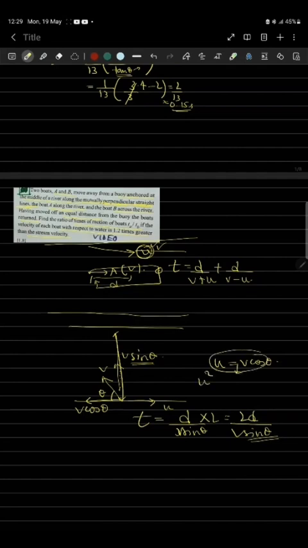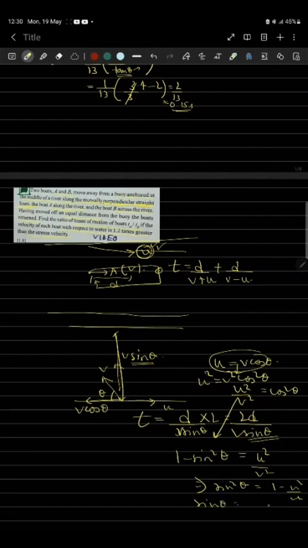Squaring this expression, u square is equal to v square cos square theta, then u square by v square is equal to cos square theta. We can write this as 1 minus sine square theta equal to u square by v square. Sine square theta is equal to 1 minus u square by v square. So we have sine theta is equal to root under v square minus u square, by v. Okay, so the time taken was given as TA.